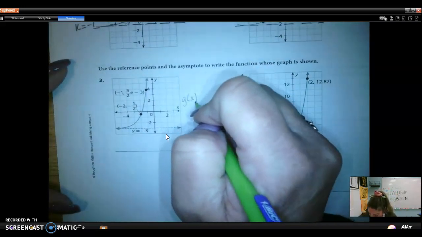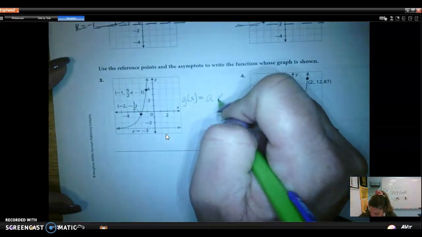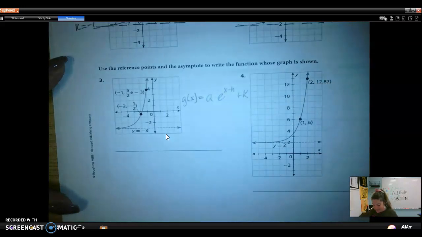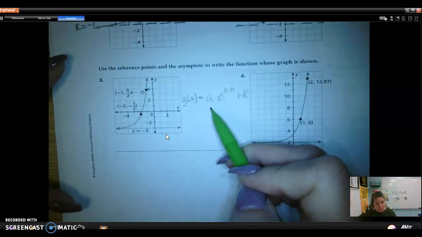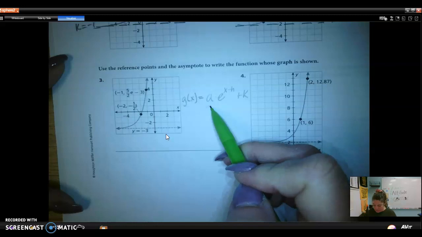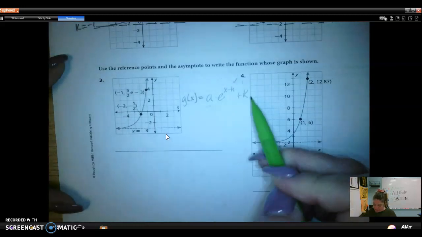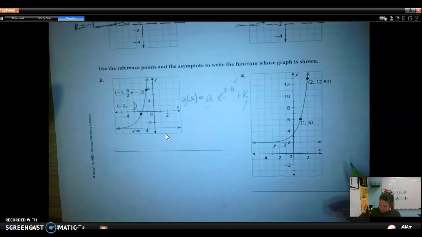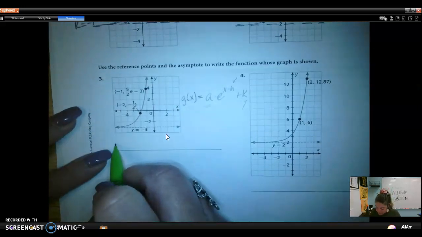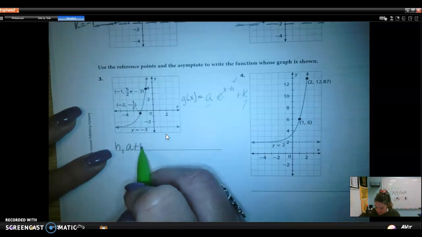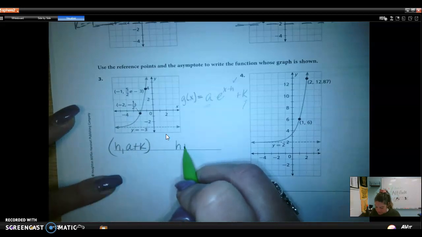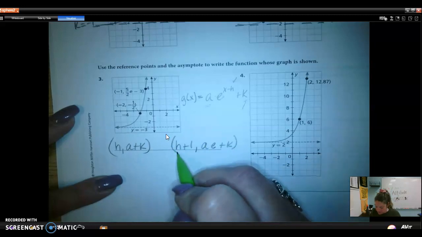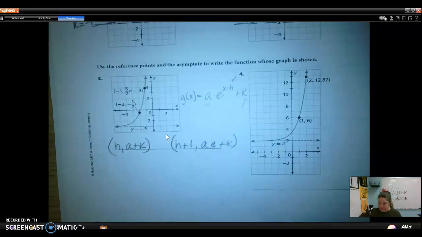going to be a times e to the x minus h, and then plus k. Remember, you have to solve for a, you have to solve for h, and you have to solve for k. Okay? So let's go do that. Our reference points are going to be h, a plus k, h plus 1, and then a e plus k. So remember, I'm just kind of setting myself up so that we can be successful.